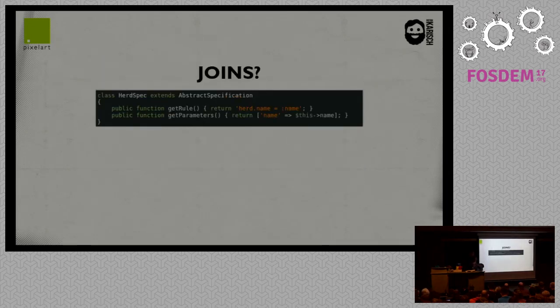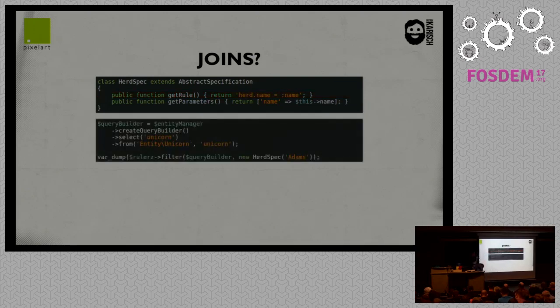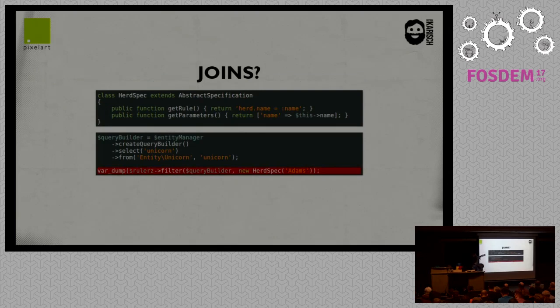Yeah, joins. Joins are nice. So in this case, we have a Herd specification, which is basically asking the Herd property on the unicorn. The unicorn has a Herd association, and we ask whether the name of the associated Herd is the same name I'm searching for. And this is how I use it.